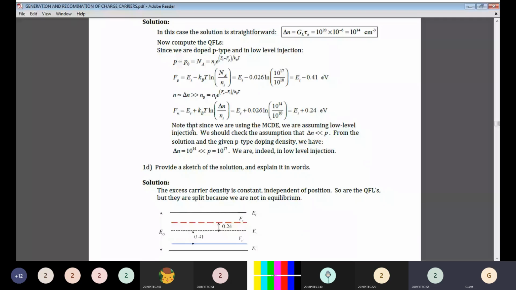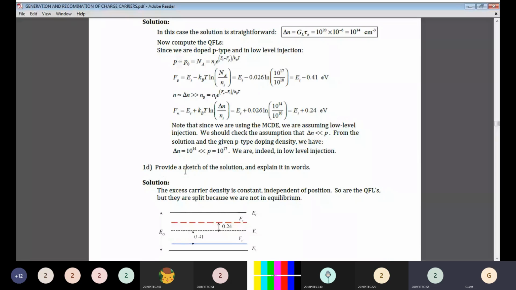Note that since we are using the MCDE, we are assuming low level injection. We should check the assumption that delta n is very much less than p from the solution and the given p-type doping density. We have delta n equal to 10^14, very much less than p equal to 10^17. We are indeed in low level injection.